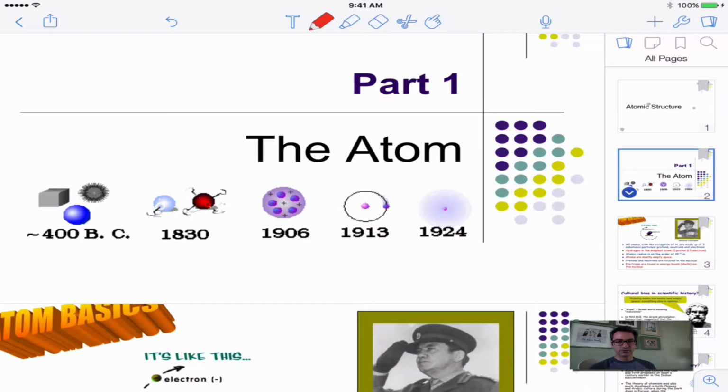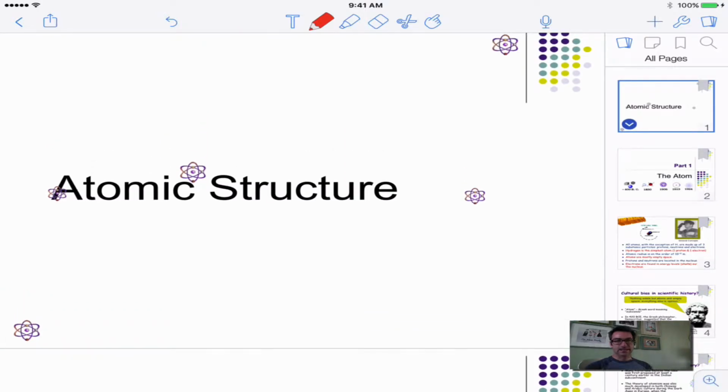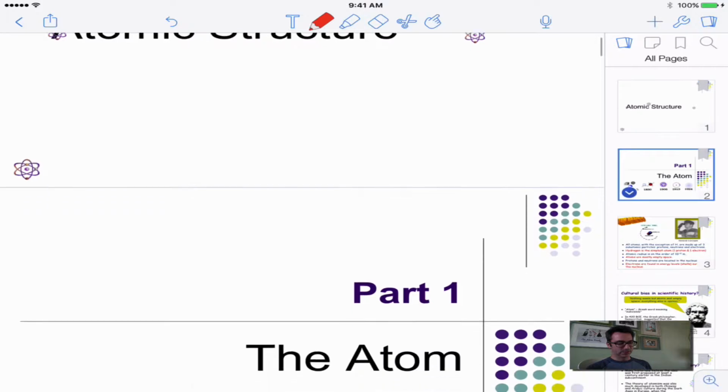Everybody. So as you can see, we're going to talk about the atom today, and now you can actually see my face. I got some new software that allows me to record the iPad and also my webcam at the same time. So now you know that I'm looking at you, and you have to pay attention.